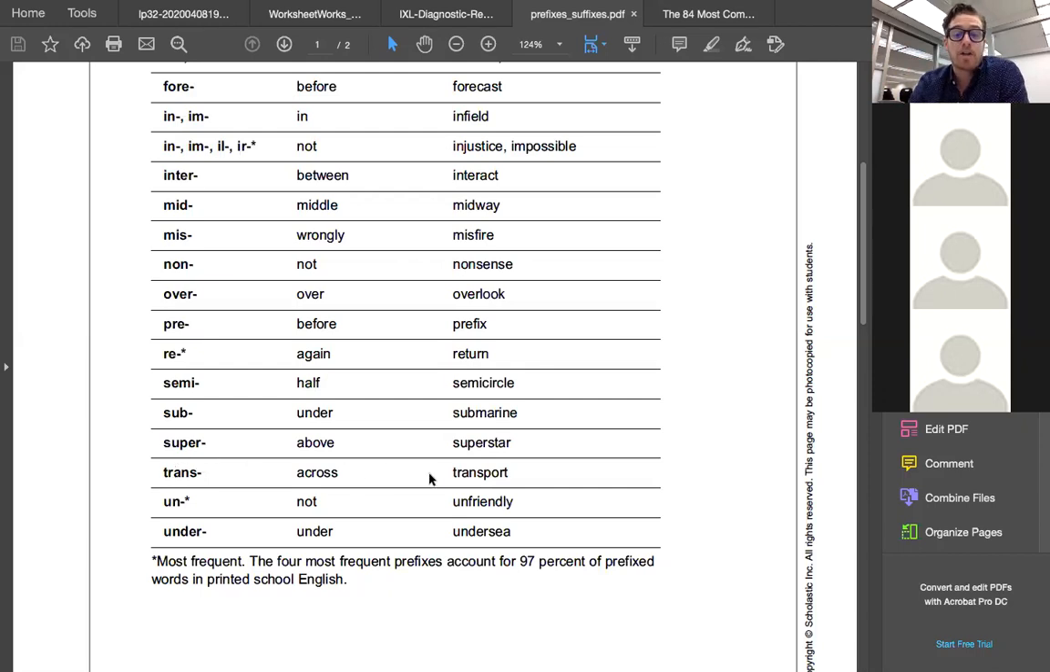So trans means across. Transport means to bring something across. Okay, a transcontinental highway is a highway that would go between or across the continent.